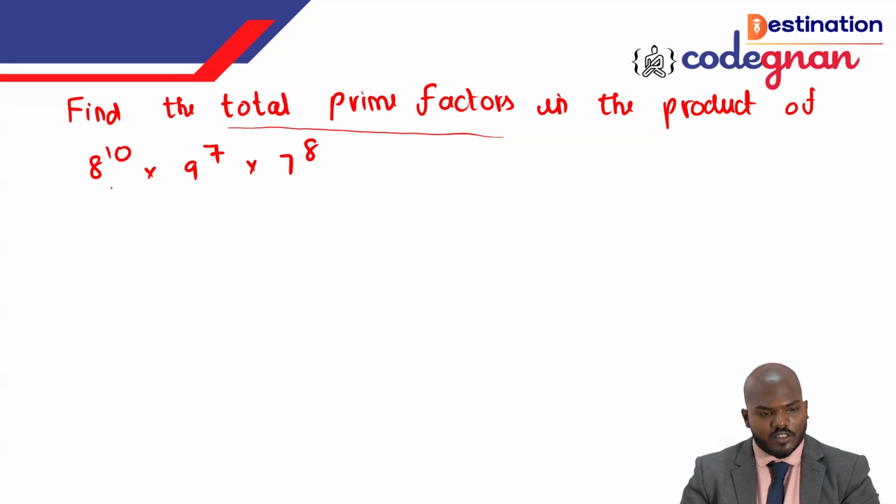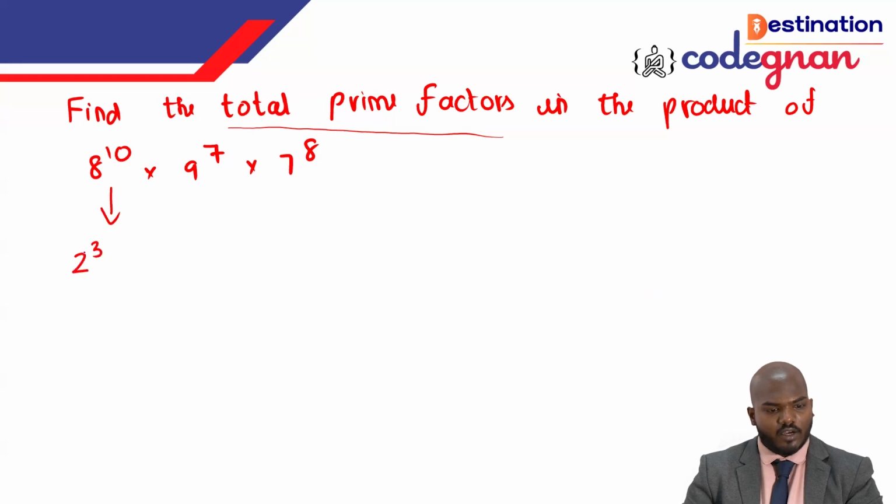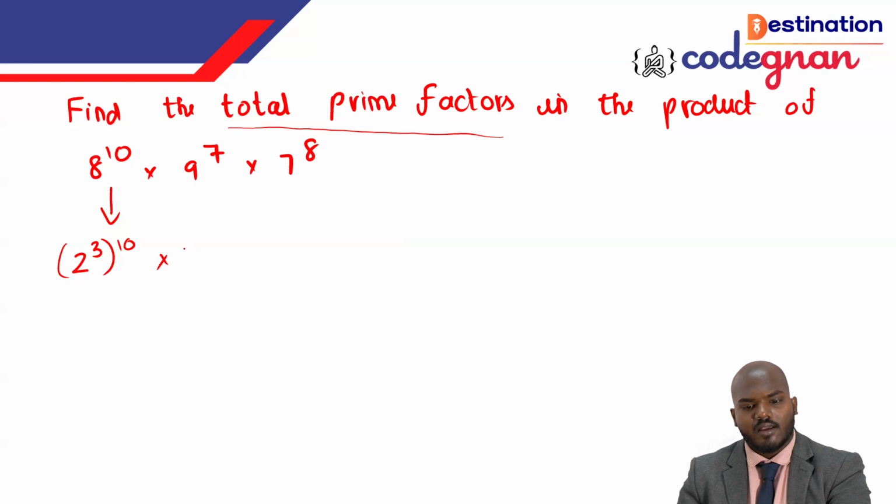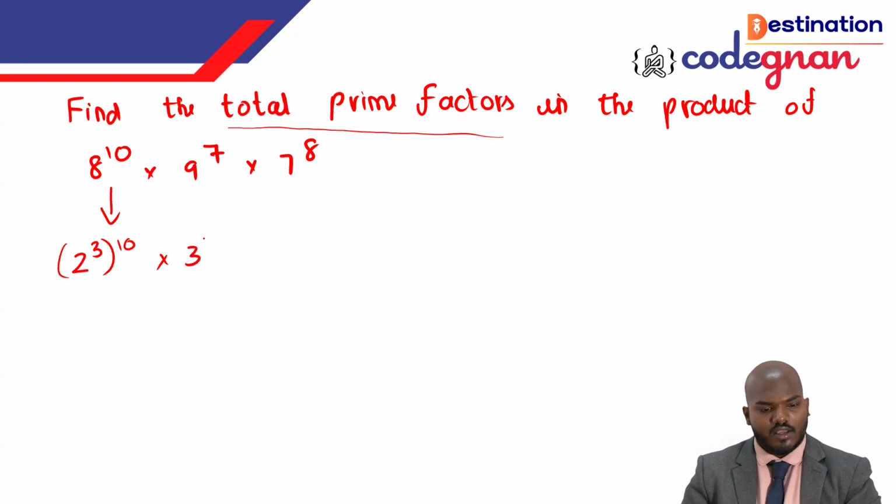How can I convert this one? So that is 8 power 10. I can write it as 2 power cube. So 2 is the prime number now. That is 2 power of 10, the same value. Now I have 9 power 7. You need to convert this as 3 square, that is 9, same thing. Now 3 is prime. And next, 7 is a prime actually.